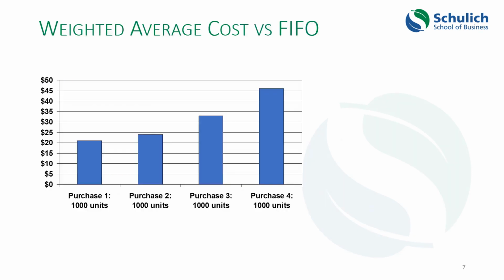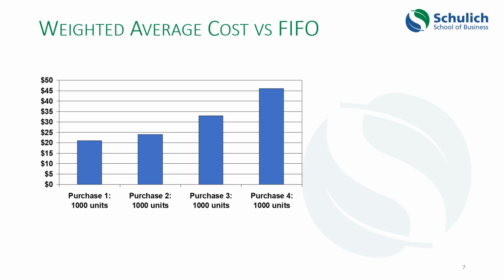All right, so here's an example of weighted average cost versus FIFO, the methods that you would use when you are trying to make assumptions about how goods are flowing through the company. And here we have four different purchases. The bars in the bar graph correspond to the price at the point in time at which you made those purchases. And for simplicity's sake, we're assuming that we purchased 1,000 units each time.